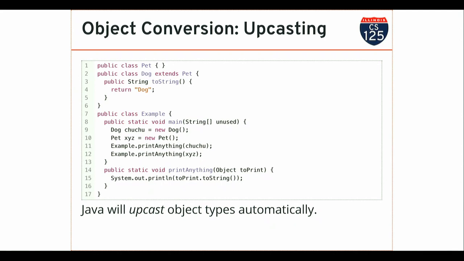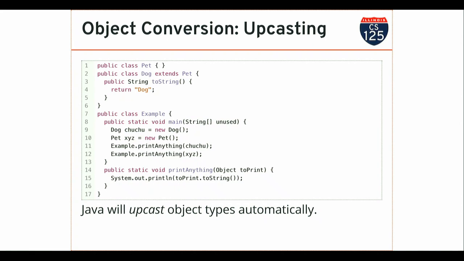What is the type of the parameter to printAnything? It's a capital O Object, right? We're starting to see objects now being used in the type of a parameter to a method. Before, this would be int or long or whatever, but this is just normal. This says that this printAnything method takes an object called toPrint. What kind of object am I passing to it on line 11?